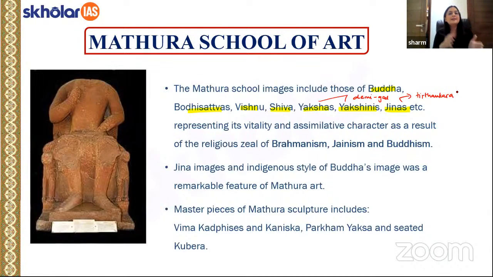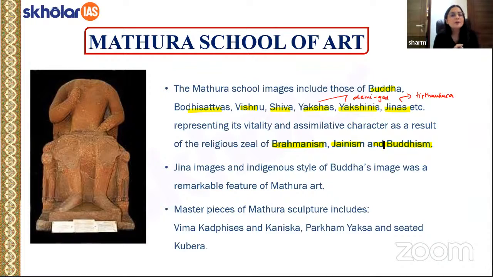So here, students, from these examples such as Buddha, Bodhisattva, Vishnu, Shiva, Jinas, etc., we can understand that the Mathura School of Art, thematically, was incorporating the entire religious corpus pertaining to Brahmanism, Jainism, as well as Buddhism. So it was not depicting any single particular religion. Rather, it was taking up the aspects of all the religions that were prevalent at that point of time, such as Brahmanism, Jainism, and Buddhism. So you have to remember the themes as well.